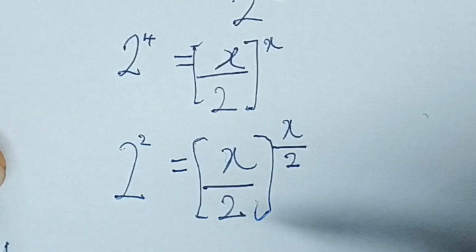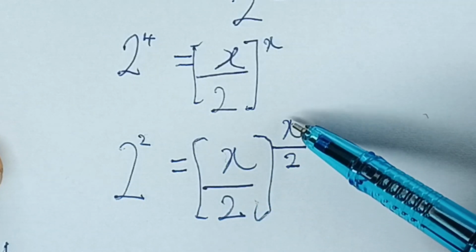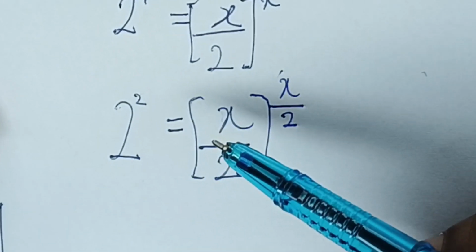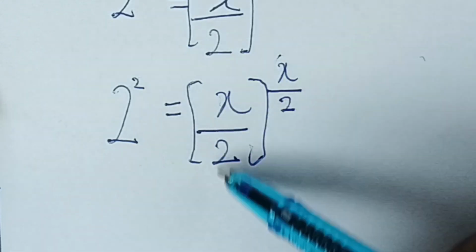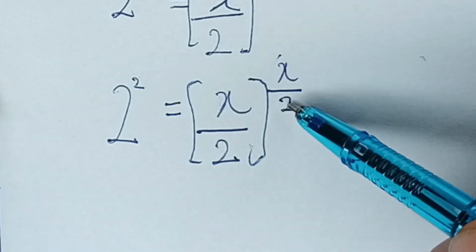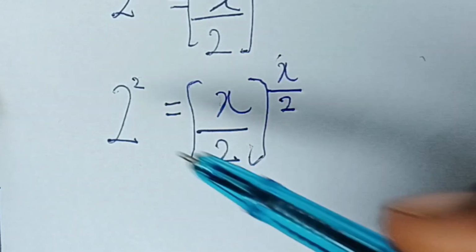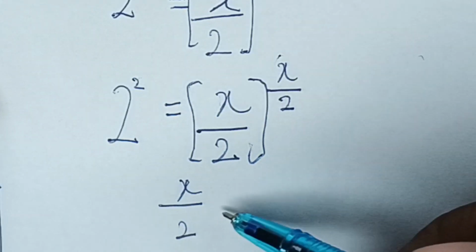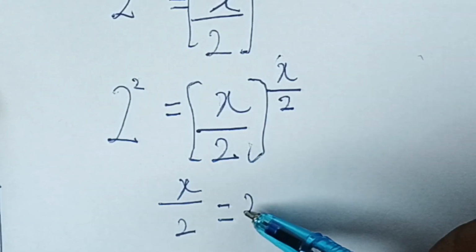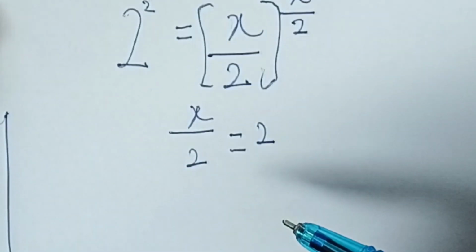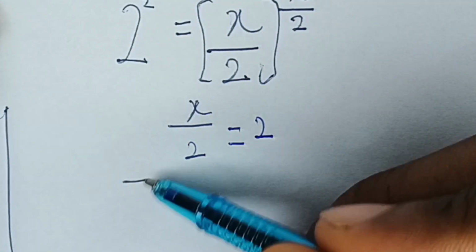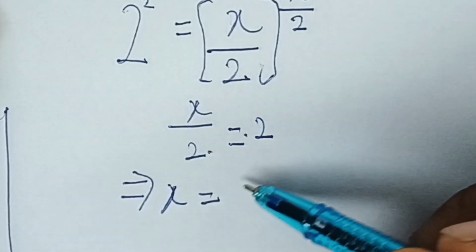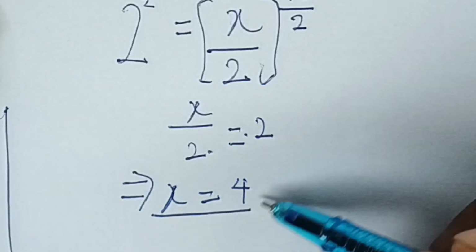Now this is the point I want you to compare. You compare this with this. So you can see that from here we have x over 2 and we have 2. Okay, so this variable tells us that x over 2 is equal to 2. Okay, therefore x is equal to 2 times 2, which is 4.